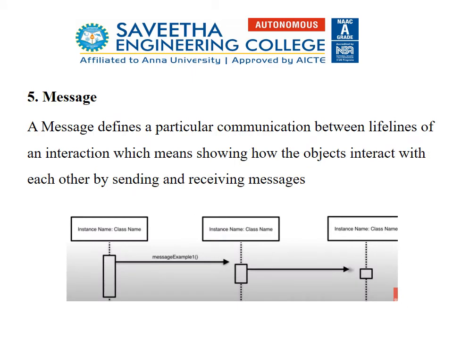The next component is message. A message defines a particular communication between lifelines of an interaction, which means showing how the objects interact with each other by sending and receiving messages. There are different kinds of messages represented in the sequence diagram. We are going to see all the different kinds of messages one by one in the forthcoming slides. Let us see what those different kinds of messages are.